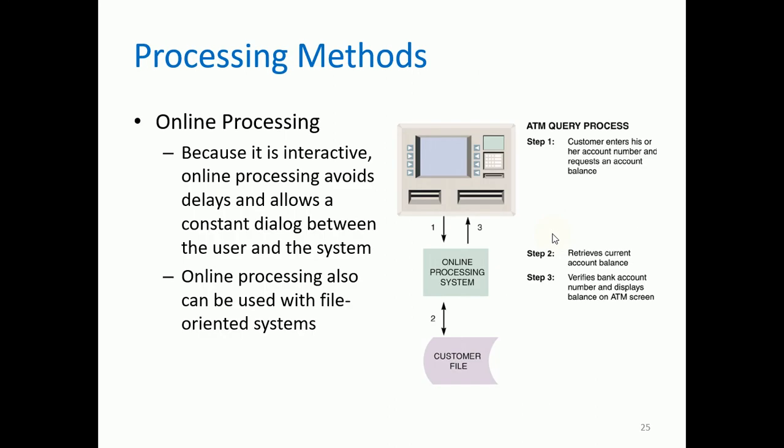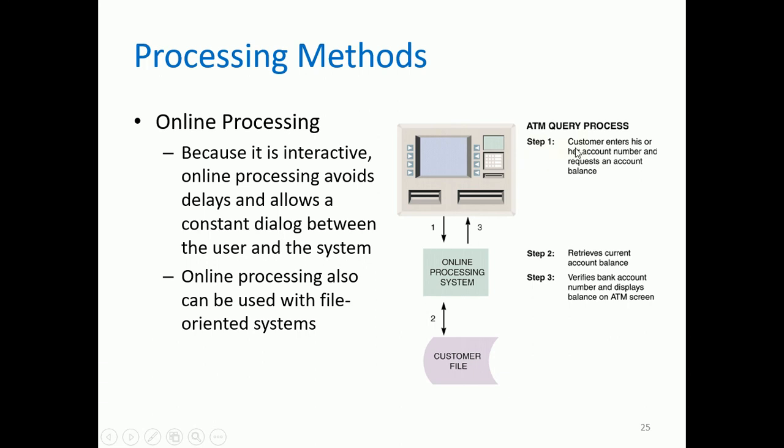Okay, next we have processing methods. First is online processing. Because it is interactive, online processing avoids delays and allows a constant dialogue between the user and the system. E-marketplaces and e-commerce sites use online processing. Online processing can also be used with file-oriented systems. An example is the ATM query process. So we have this example.